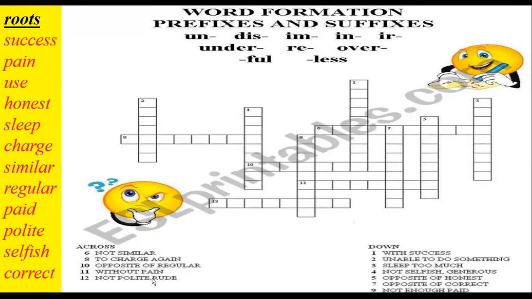Then number 11, without pain. Without is indicated by the suffix less. Then what should be the word? What should be the adjective? Painless. Very good. Painless. Number 12, the last. Number 12 across. Not polite, rude. Impolite. Impolite, very good. I-M-P-O-L-I-T-E, impolite.